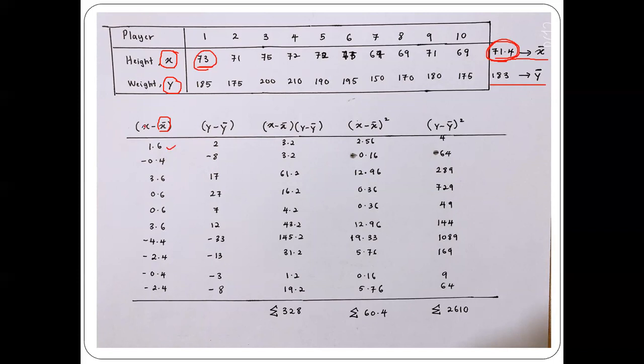And then again x is 71, and then minus x bar, that is 71.4. Then you will get negative 0.4. So you continue for 75, 72 until 69, and then you will get all these values.